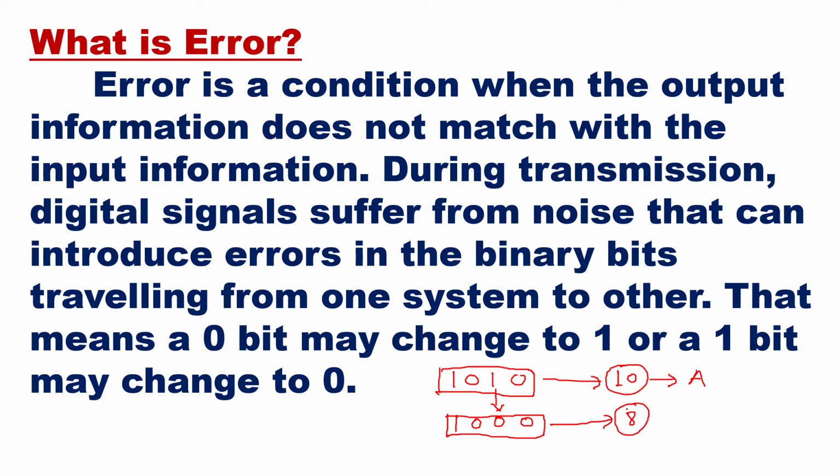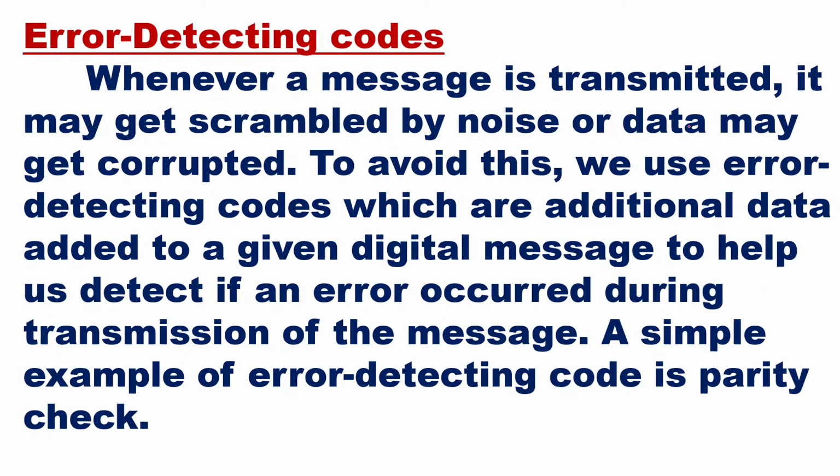Now, after knowing what is error, we will see what is error detection. Error detecting codes: whenever a message is transmitted, it may get scrambled by noise, or data may get corrupted. These are words we always use in communication. To avoid this, we use error detecting codes, which are additional data added to a given digital message.